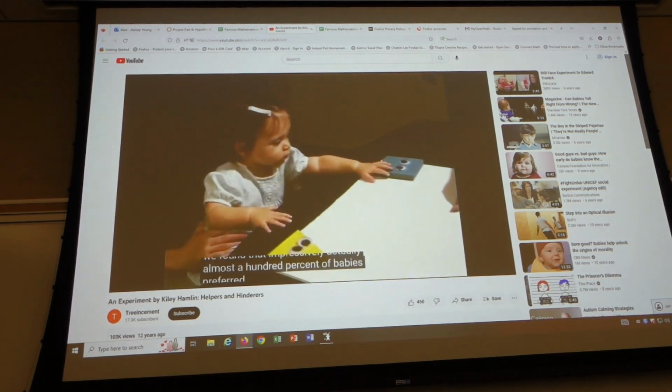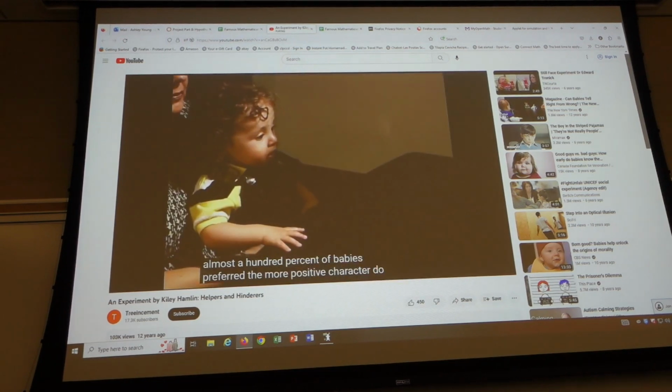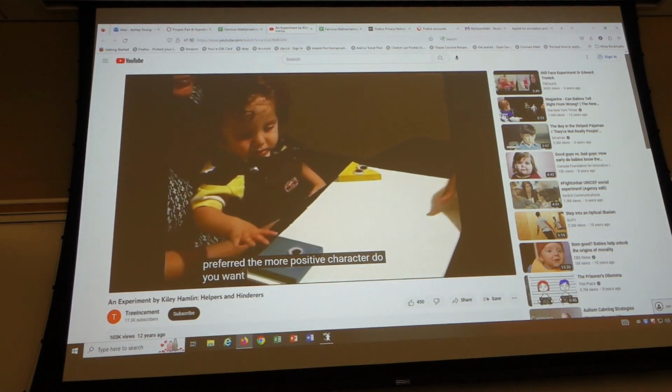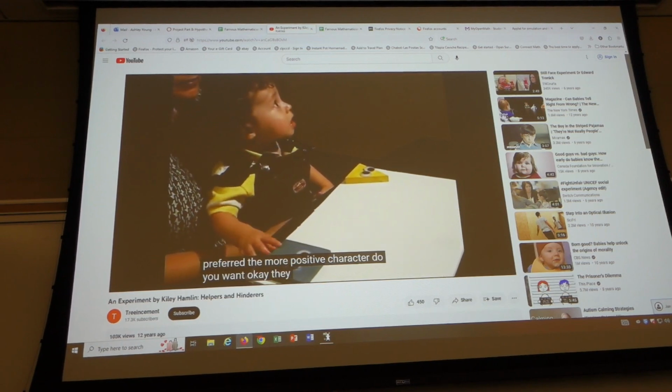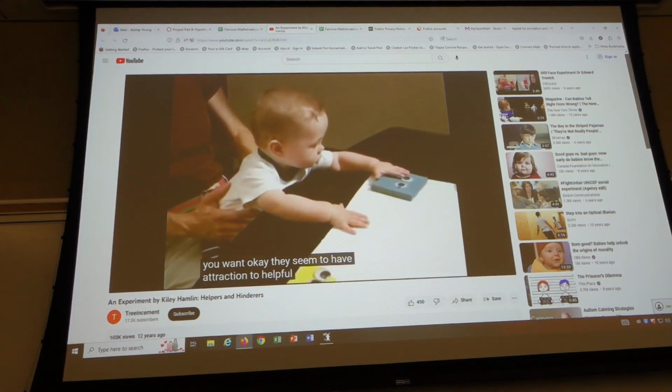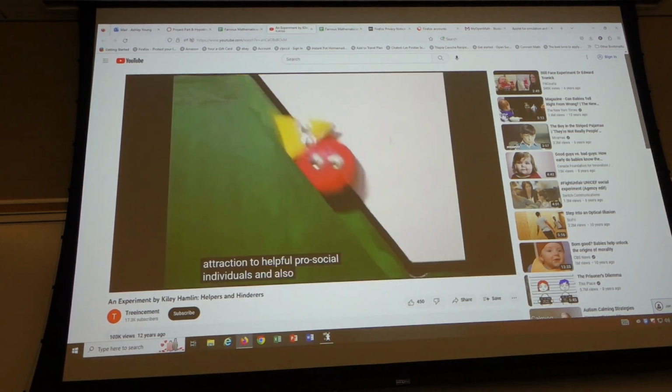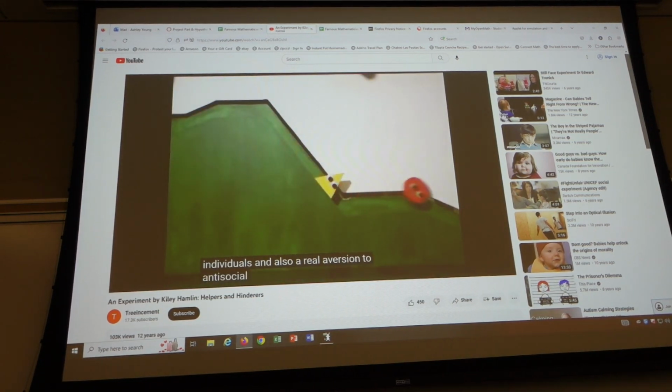Now they alternate which one is on the left and which one is on the right, and they also alternate which one is the helper and which one is the hinderer, from baby to baby. So one baby will be consistent, and then for the next baby they might swap them.